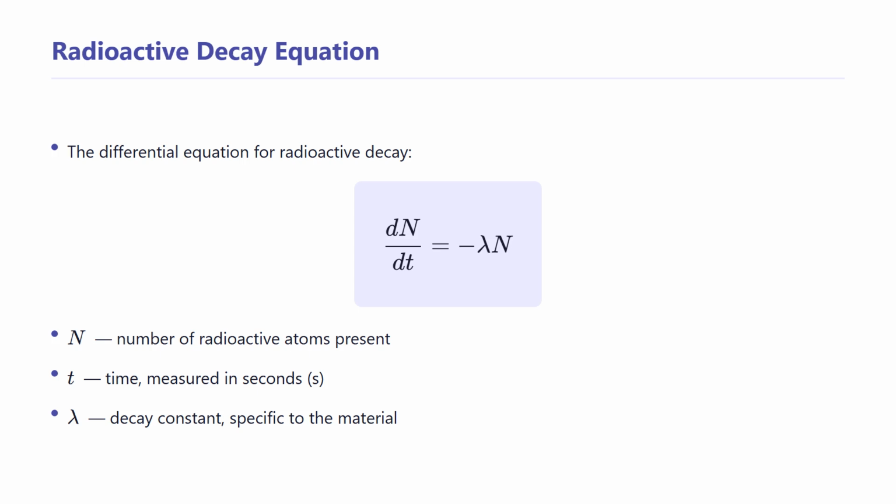In this equation, N represents the number of radioactive atoms, and t represents time. The symbol lambda is the decay constant, which is a positive number specific to the material. The negative sign is absolutely crucial here because it indicates that the number of atoms is decreasing over time. Physically, if the decay constant lambda is larger, the material decays much faster. If the number of atoms N is large, the rate of change is also very large, meaning many atoms are decaying at that moment.